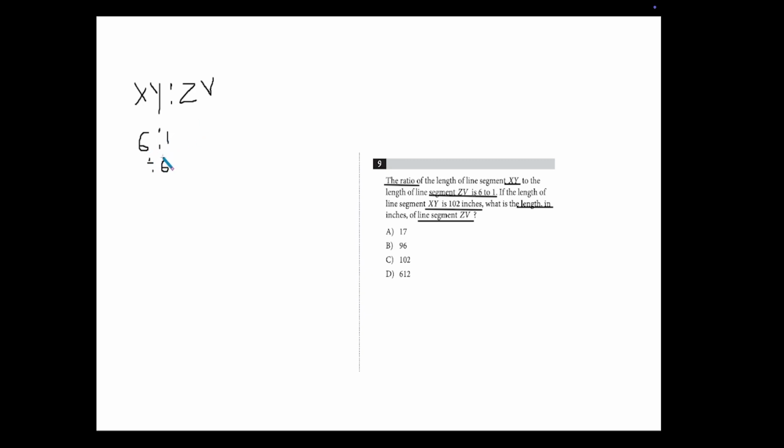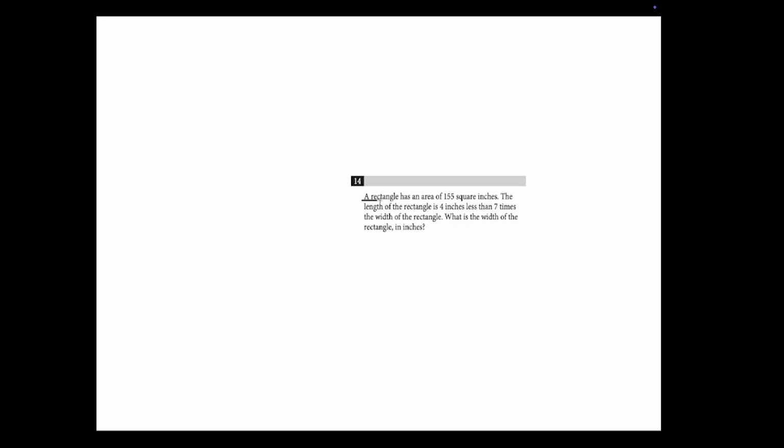And here we can see that to get our proportion, we have to divide our XY by 6 to get 1. So our proportion should be divisible by 6 if we want to find ZV. So we're going to have 102 to X. And to find our proportion of X, we have to divide by 6. So 102 divided by 6 is equal to 17. Therefore, our answer is A. Pretty simple question. You just have to understand how to use proportion.